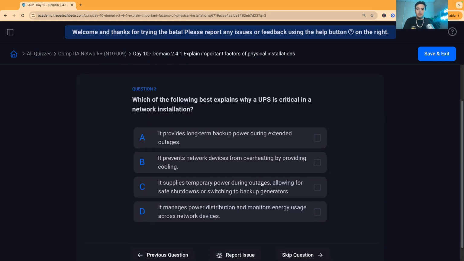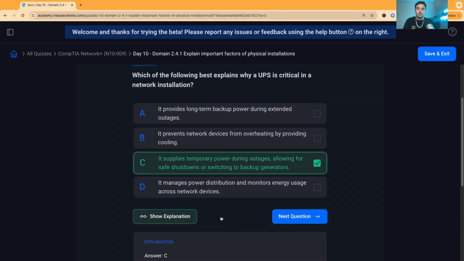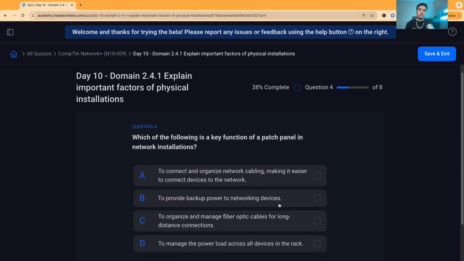Question 3. Which of the following best explains why a UPS is critical in a network installation? It's going to supply temporary power during outages, allowing for safe shutdowns or switching to backup generators. And that is true. Maybe if you don't have a great automatic transfer switch on a generator in your data center, your UPS can hold over until that generator takes over. UPSs also have a life cycle, just to let people know. Sometimes they'll have old batteries they've had for 10 to 15 years. You've got to replace those.